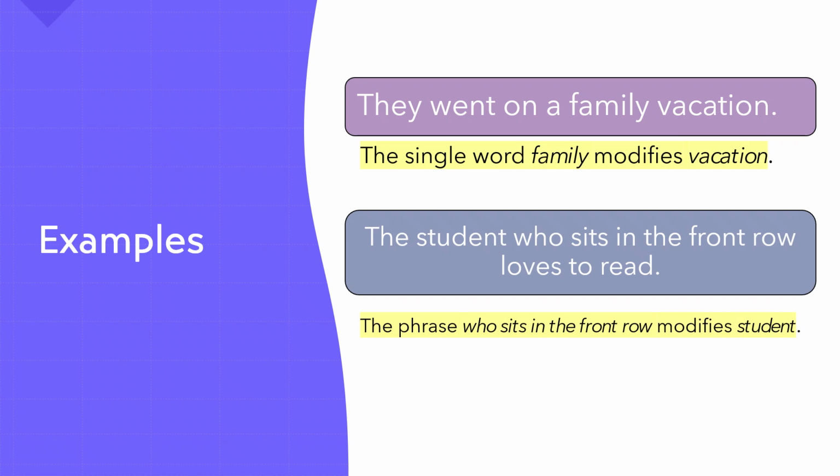Here are some examples of sentences that contain modifiers. They went on a family vacation. That's pretty straightforward. The single word family, in this case an adjective, modifies vacation. And the student who sits in the front row loves to read. Well, in that sentence, the phrase who sits in the front row modifies student. So we know which student we're referring to.